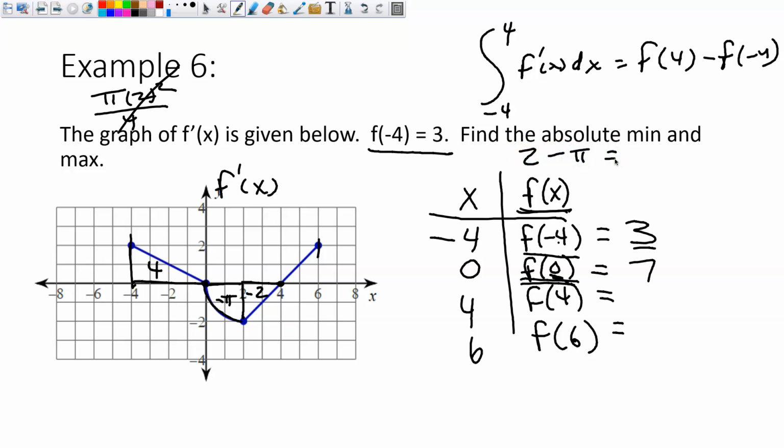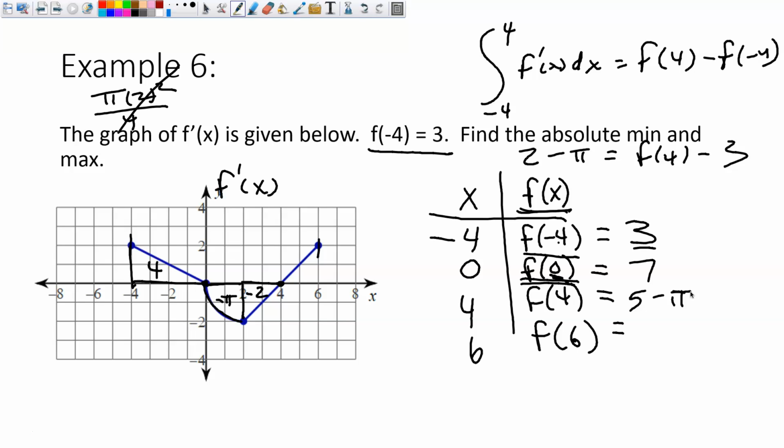And that is equal to f of 4 minus f of negative 4. Which one do I know? Negative 4, right? So minus 3. Add the 3 over. What's my answer going to be? 5 minus pi. 5 minus pi. And pi is about 3, right? So 5 take away 3 is going to be pretty close to 2.